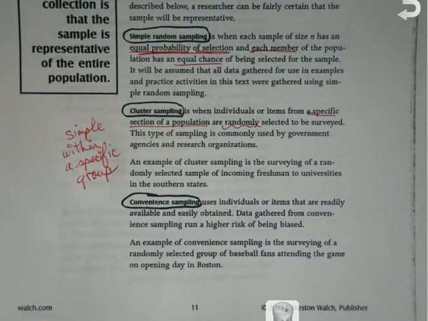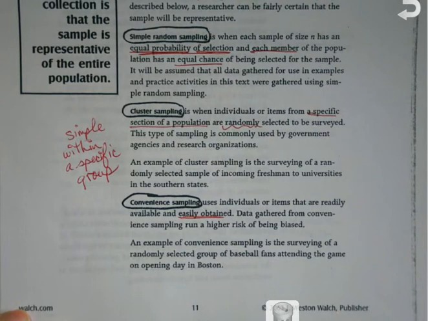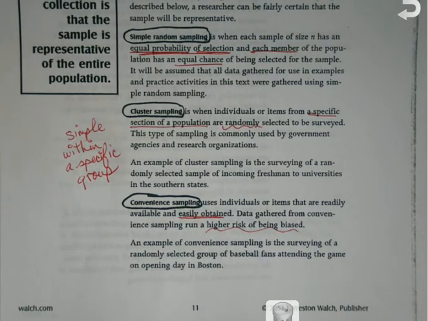So okay, simple, cluster, convenience. Easily obtained, okay? Higher risk of bias because now, for instance, I'm going to select a group of baseball fans attending the game on opening day in Boston. Now if I'm asking them, are you baseball fans? Well, that's kind of biased, okay? But it lets me get a lot of people in a very small area that I can work with.